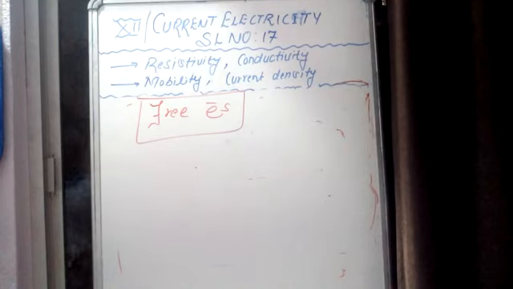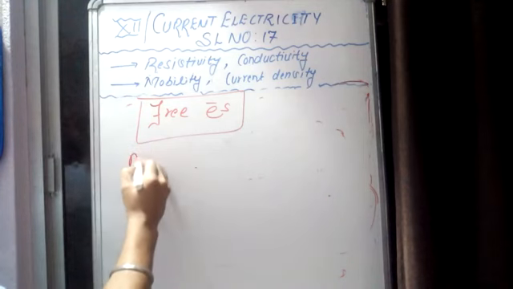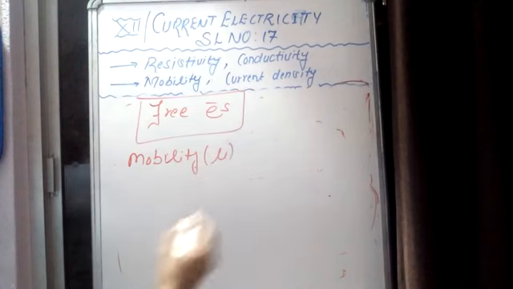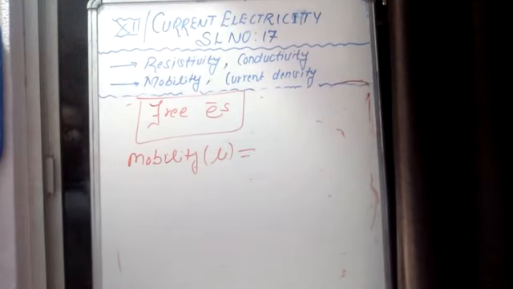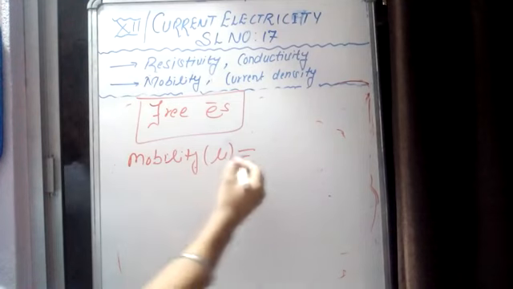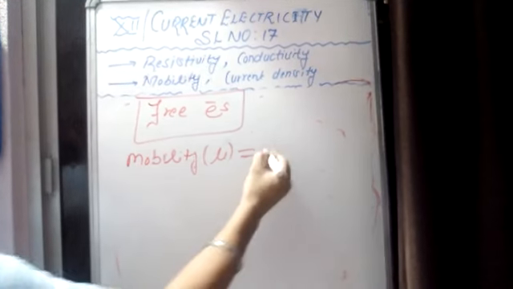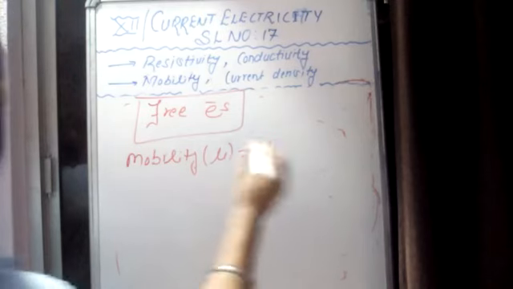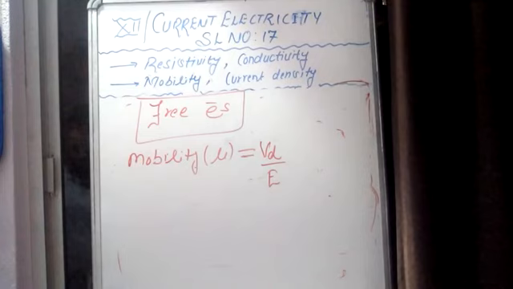In a very simple definition, we can define it as: the mobility of a charge carrier is the drift velocity acquired by it in unit electric field. This mobility is denoted by mu. According to the mathematical form, mu is equal to the drift velocity acquired by the charge carrier when unit electric field is applied to it. It's called mobility.